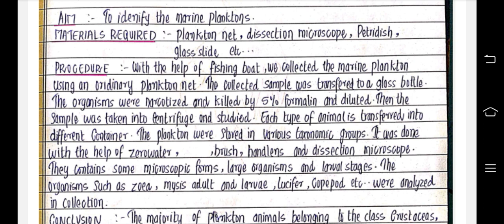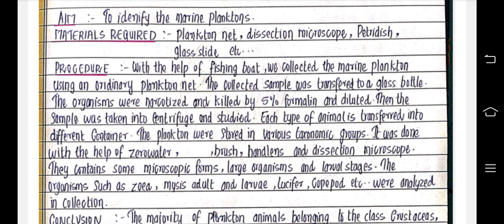The organisms were narcotized and killed by 5% formalin and diluted. Then the sample was taken into a centrifuge and studied. Each type of animal is transferred into a different container. The plankton were stored in various taxonomic groups. It was done with the help of filtered water, brush, handlers, and a dissection microscope.